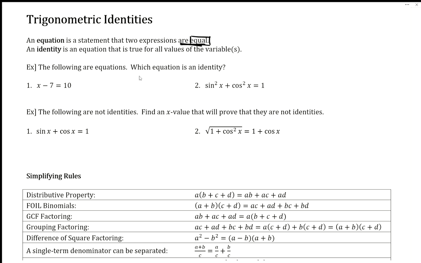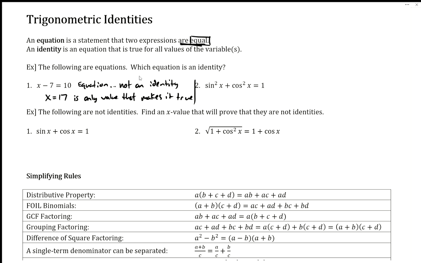This first one is an equation and only an equation, not an identity, because it's true only when x is 17, because 17 minus 7 is 10. So this is an equation, not an identity. It's true only when x is 17, the only value that makes it true.